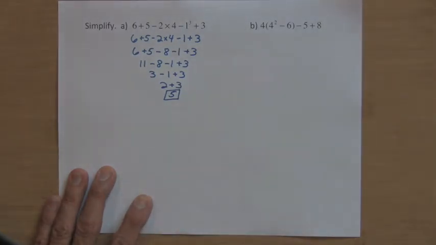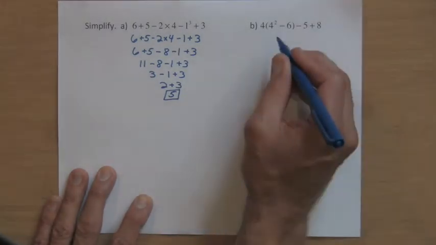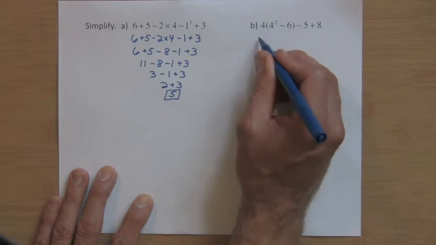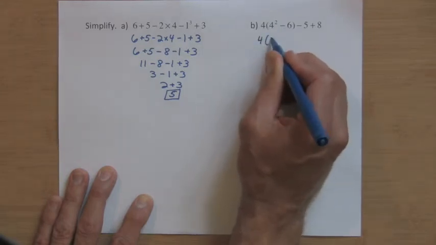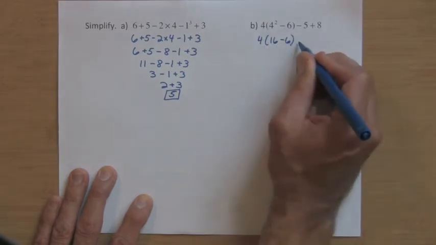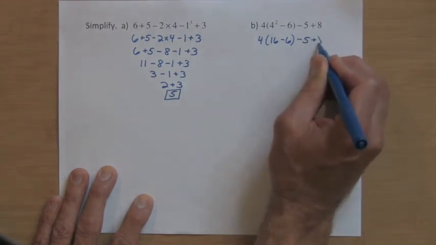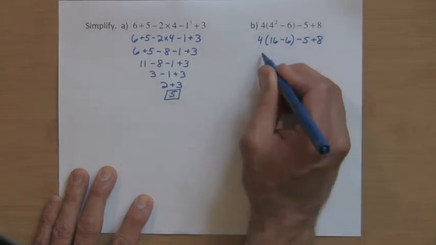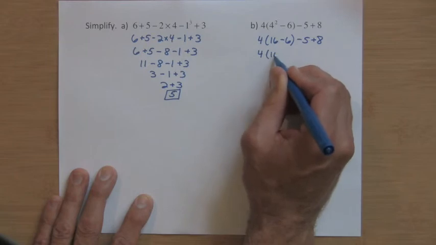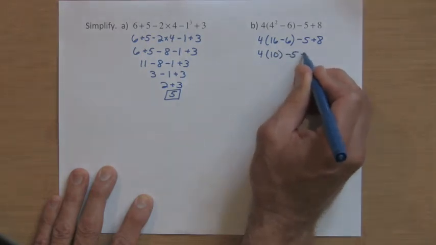The second one, we have exponents and we have parentheses. So first in parentheses we have 4 squared. So the 4 squared gets simplified first to 16. I'll recopy the rest of the problem. Next we have in parentheses 16 minus 6, which is 10. Recopy the rest of the problem.